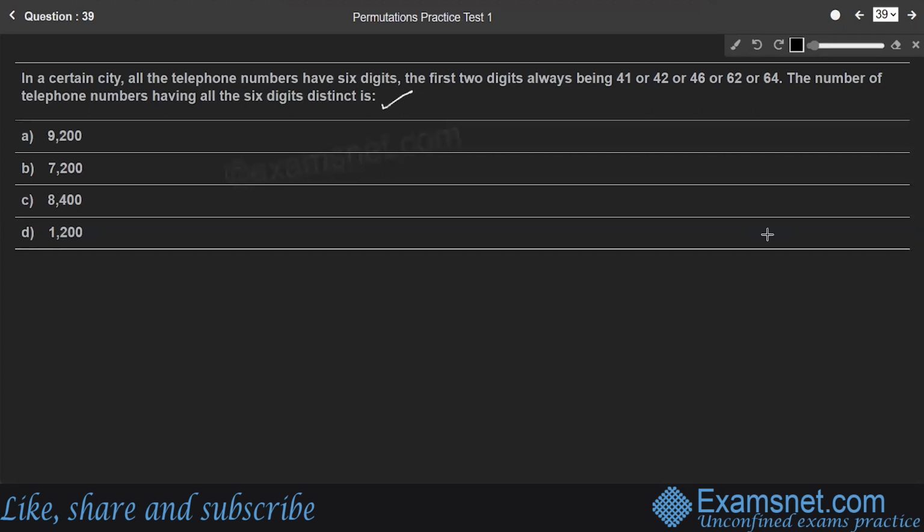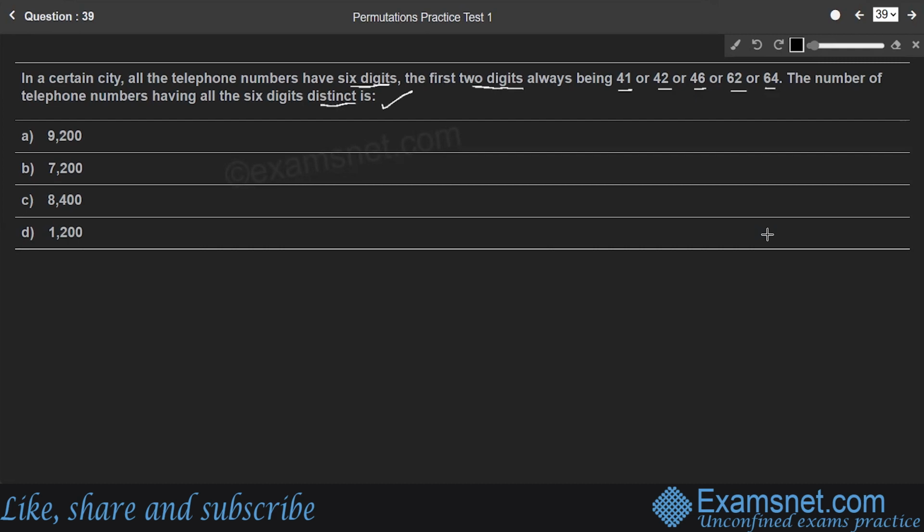Question 39. In a certain city, all the telephone numbers have 6 digits, the first 2 digits always being 41 or 42 or 46 or 62 or 64. The number of telephone numbers having all the 6 digits distinct is.